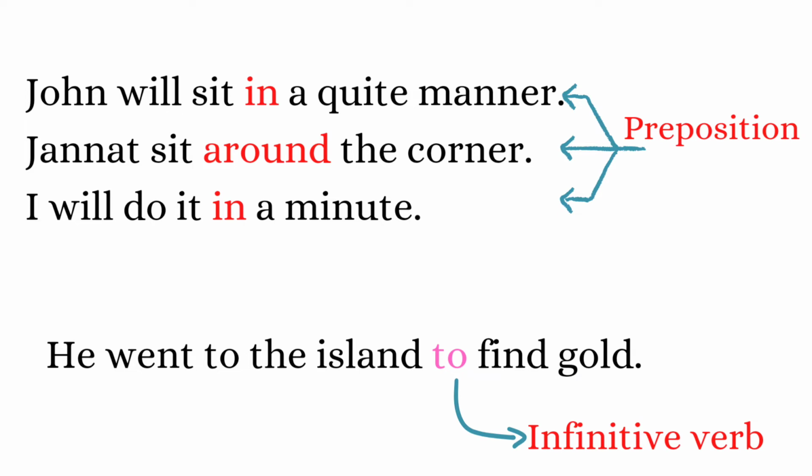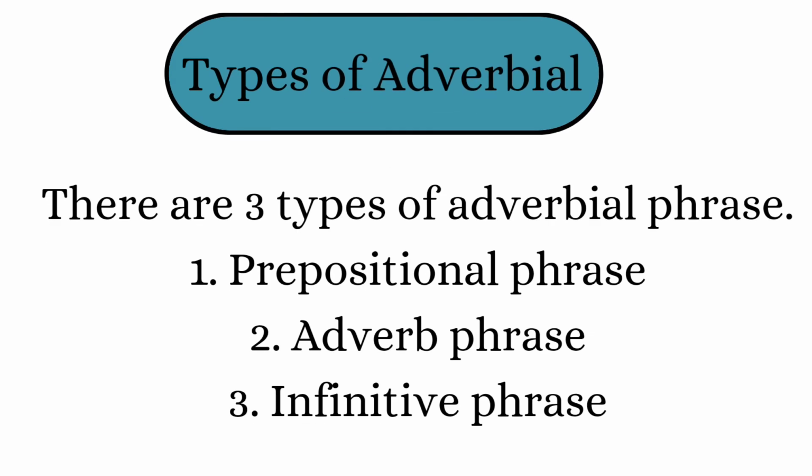Look at the next example, in. In is a preposition, in a minute is a prepositional phrase and also an adverbial phrase. But look at the last one, to. To is not a preposition, it is an infinitive verb. So, adverbial phrases can be a prepositional phrase, adverb phrase or infinitive phrase. These are the types of adverbial phrases.